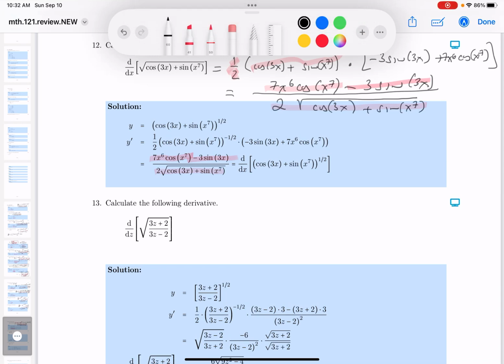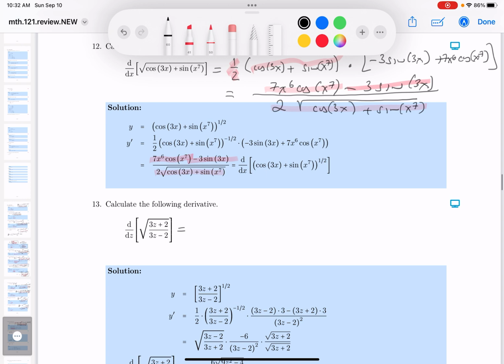Again, I'm looking at something and I'm going to write it down. It's really at the outermost function's a half power, so I write 1/2 something. And 1/2 minus 1 is minus 1/2. What goes on the inside is 3z plus 2 over 3z minus 2. Times the derivative of that inside, which can be a quotient rule.